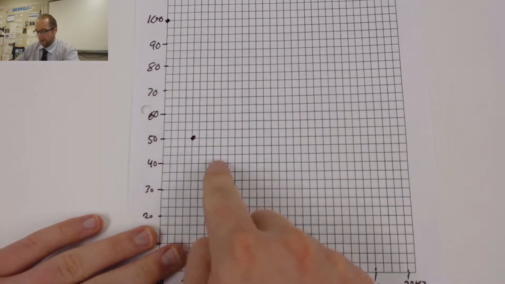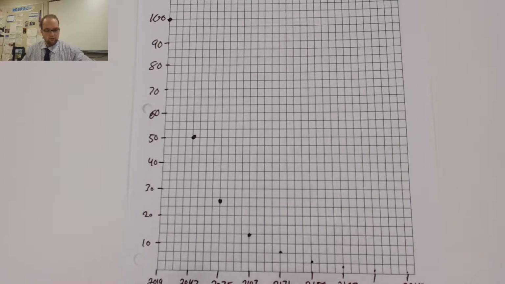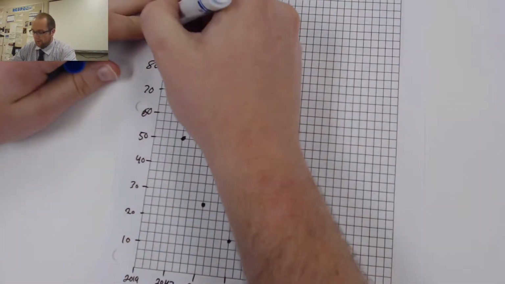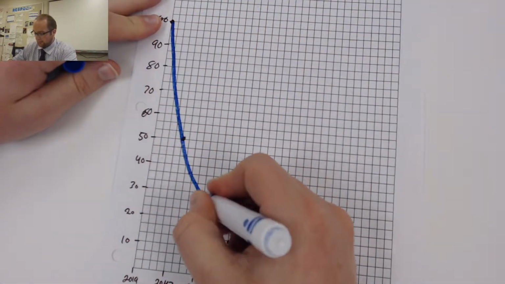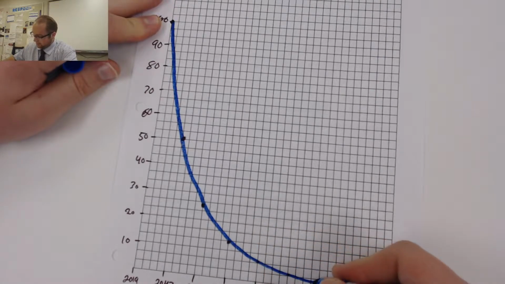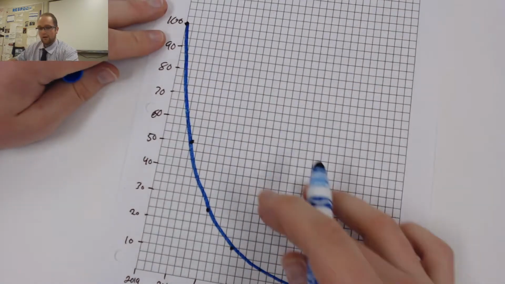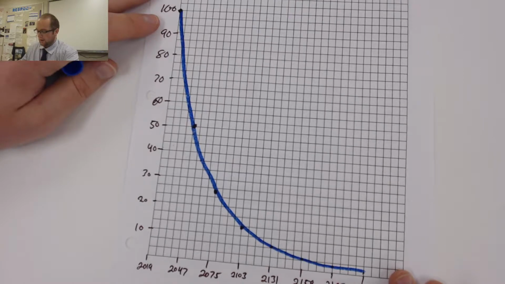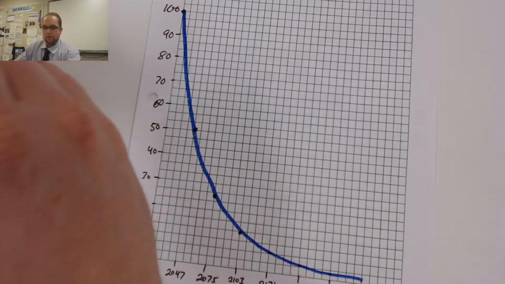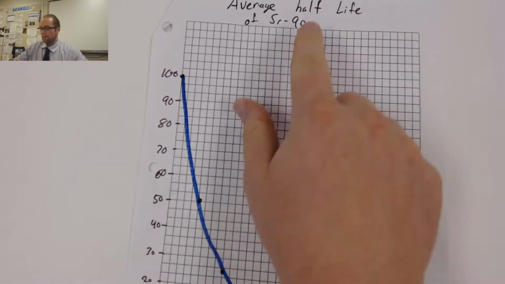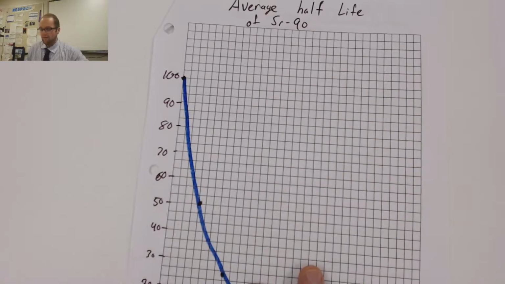You're plotting your points, and then what we're going to do is connect all of our points in a nice, even line. You can see this nice decay as the graph goes down. And what we want to do today is make sure we understand what this means, because we were discussing the idea of half-life.